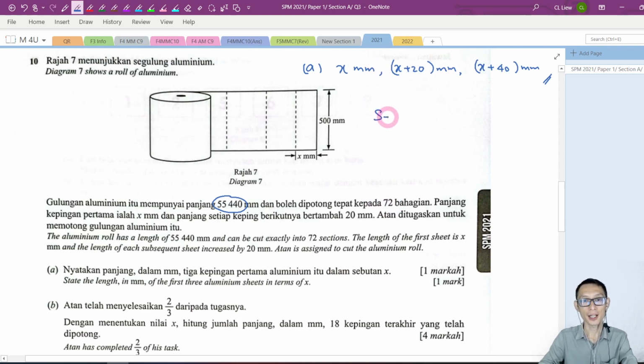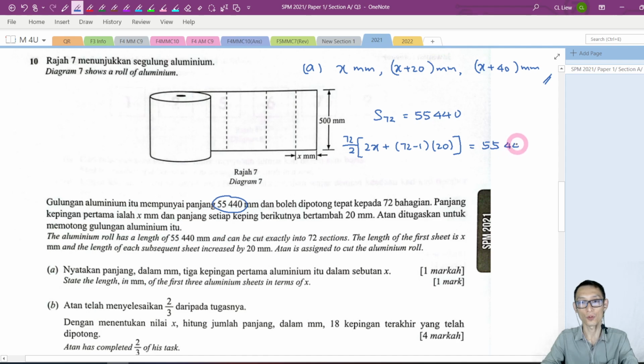It means that S72 is equal to 55440. This is the total length. This is an AP, so we need to use the Sn formula for AP, arithmetic progression. So n over 2, 2a plus n minus 1 times d, the d is 20, is equal to 55440. Okay, now we are going to find the value of x.